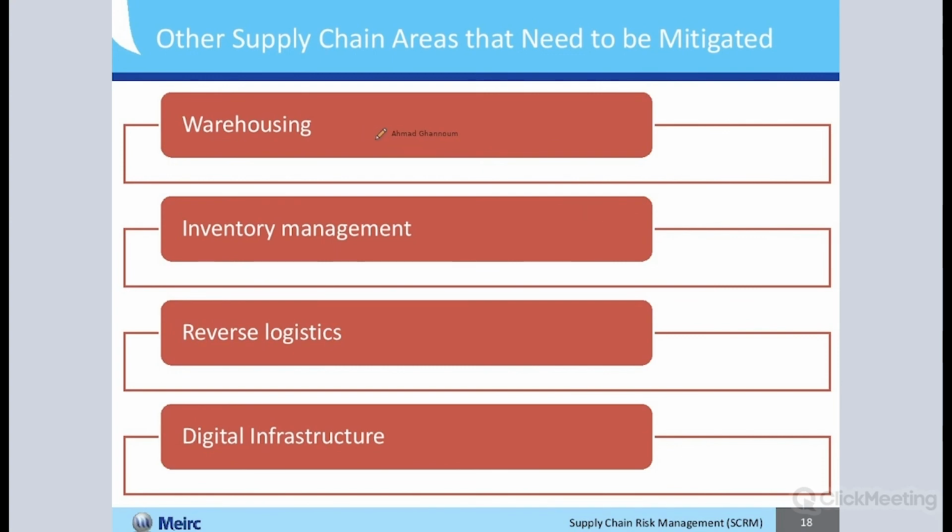Of course, there are risks related to the warehousing, operations, inventory management, reverse logistics, and the digital infrastructure in general. All of these will have risks that you'll really need to dig into.